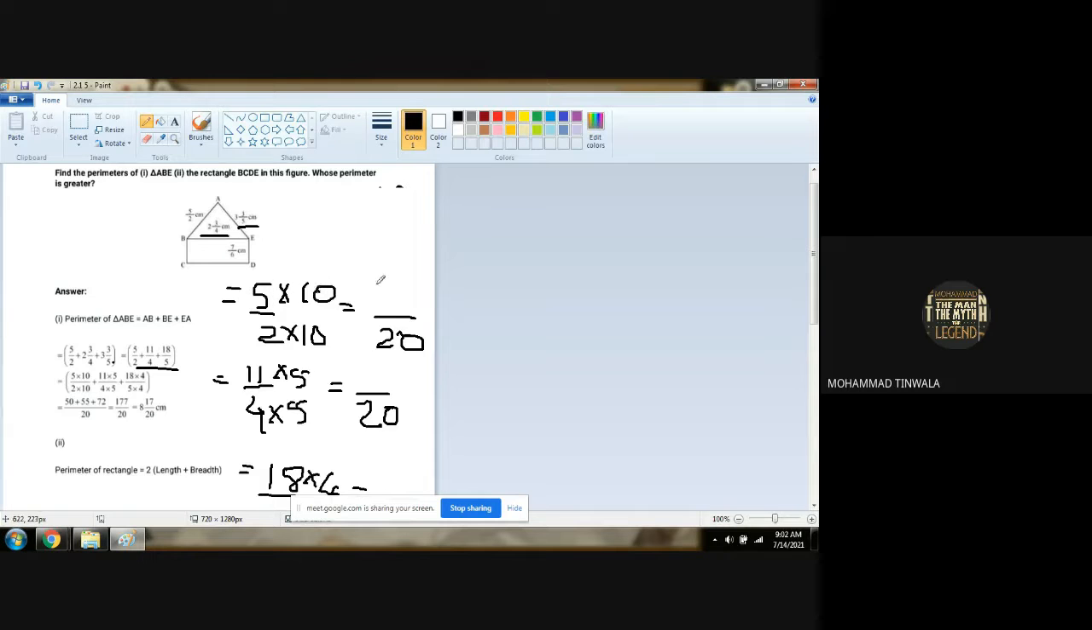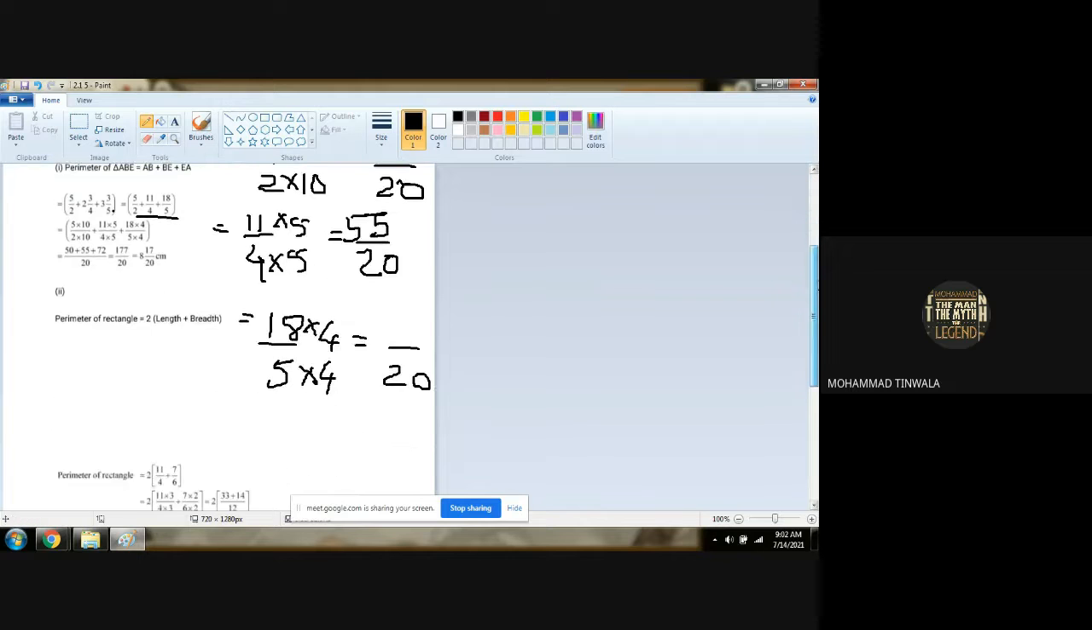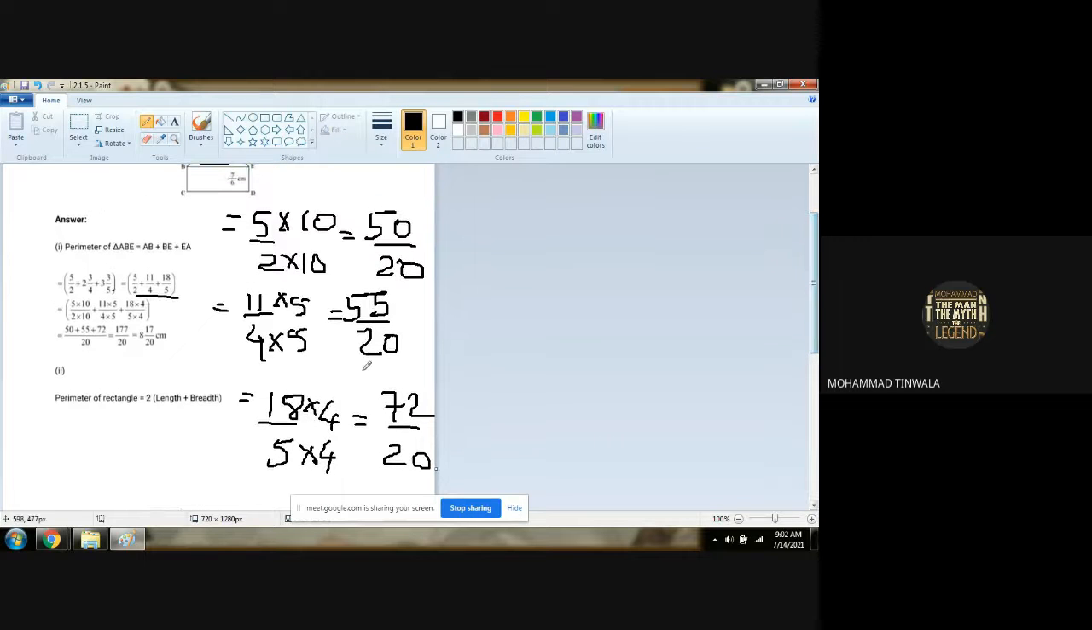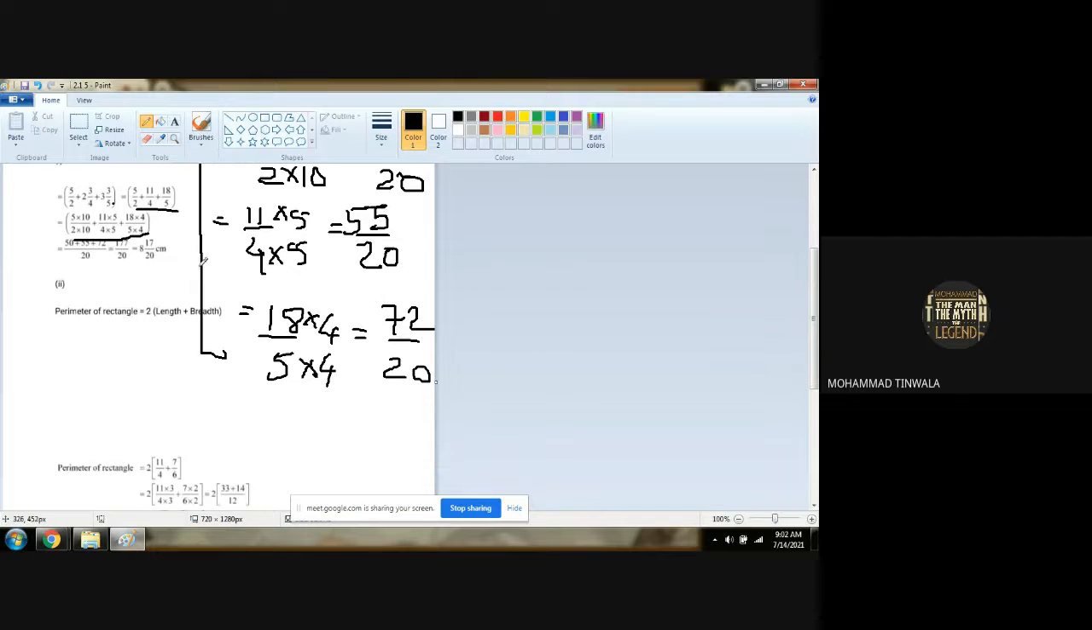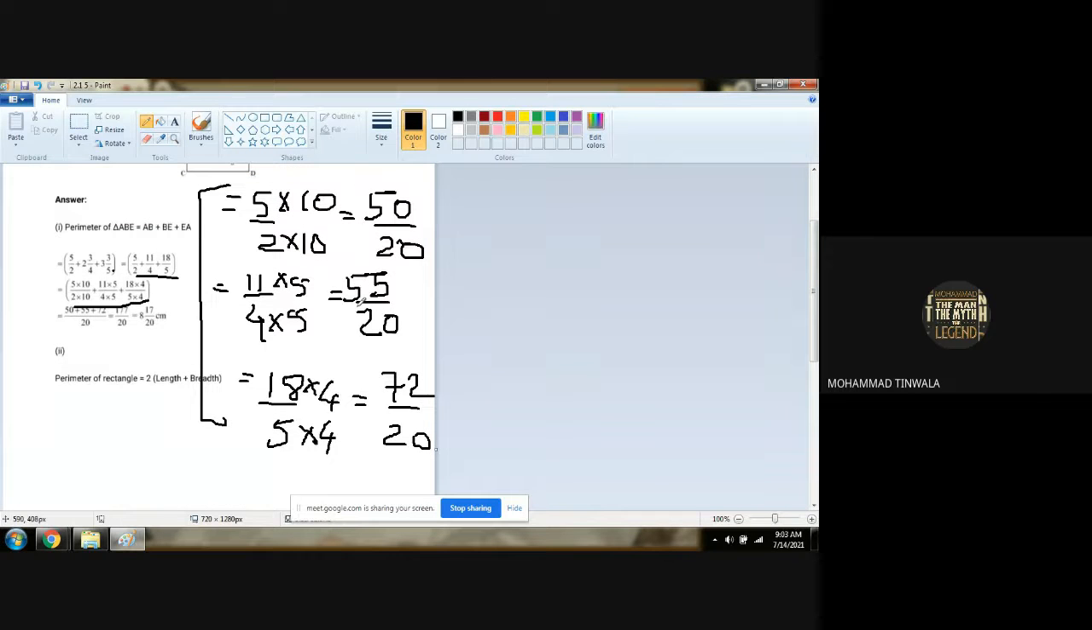Okay. So 5 10s are 50/20. 11 into 5, 55/20. And the third one will be 72/20. Now, did we get all three denominators the same, as like fractions? This is the step that I did vertically. Now it is written in horizontal form. I did it vertically. Okay. So I got all three like fractions here.